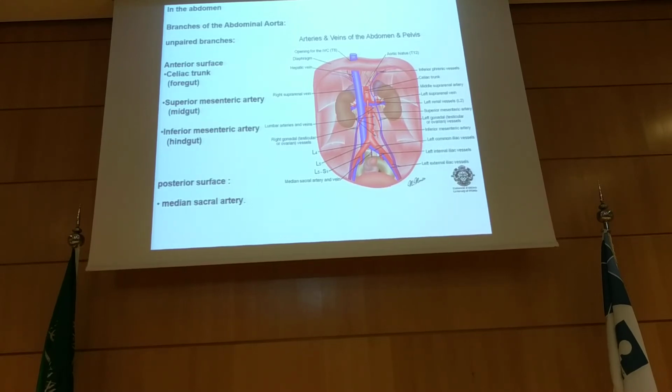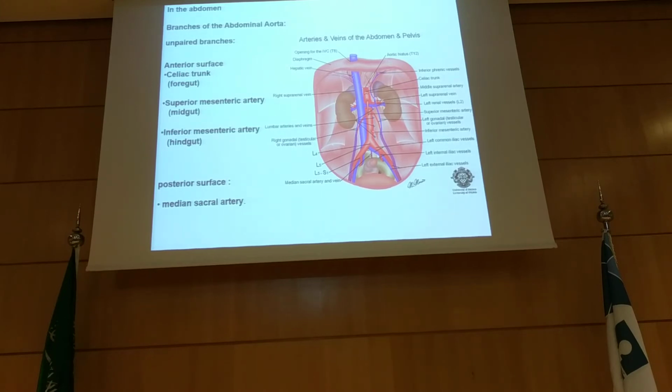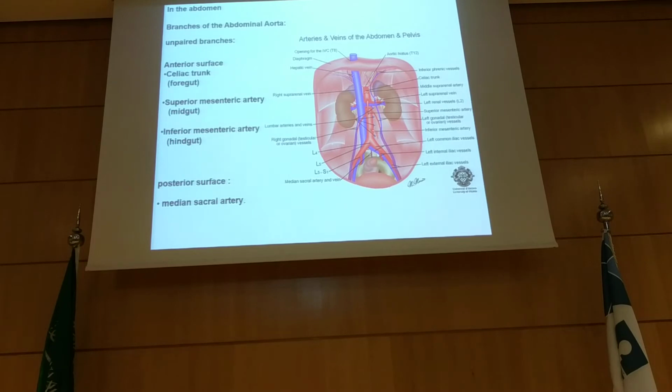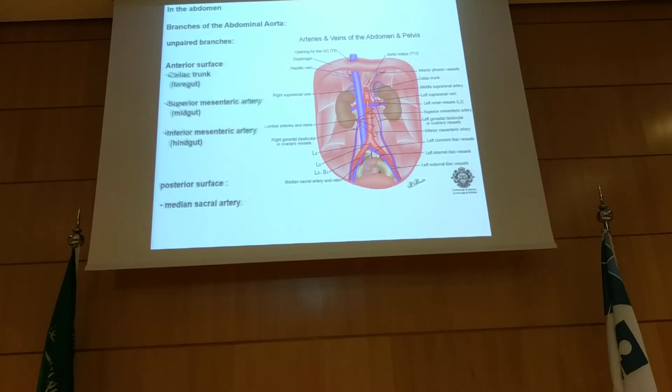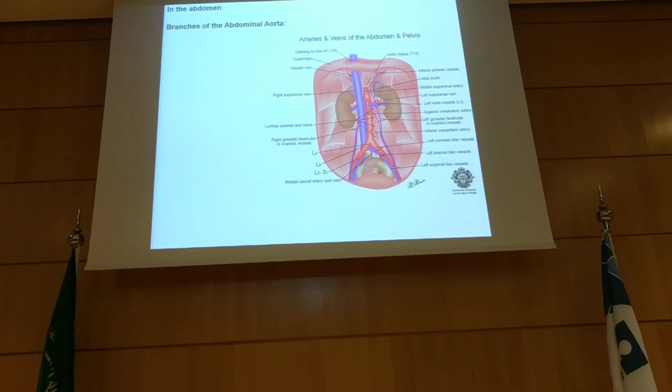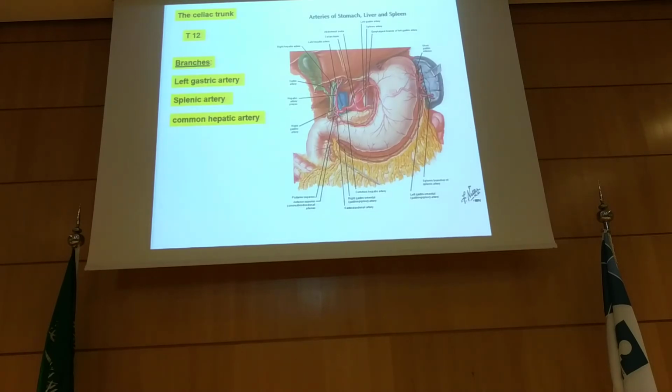If I tell you what will be the blood supply of the descending colon, you're going to tell me it is the inferior mesenteric, it is hindgut. If I tell you what will be the blood supply of the lower half of the duodenum, superior mesenteric. Upper half of the duodenum, celiac. Okay, let's take them one by one. And today only we'll talk about the celiac.